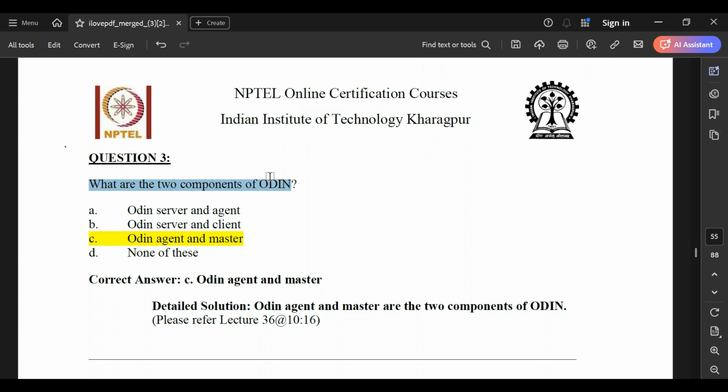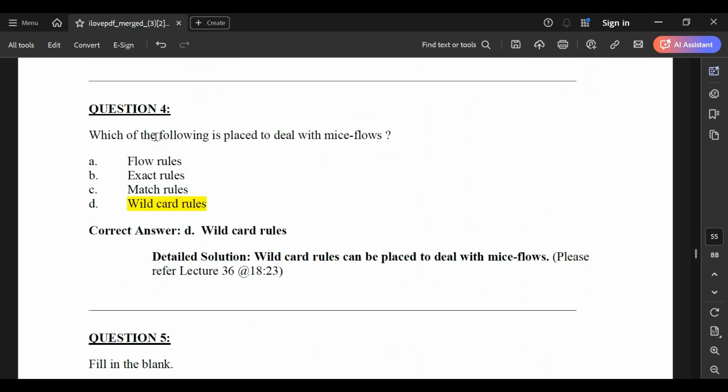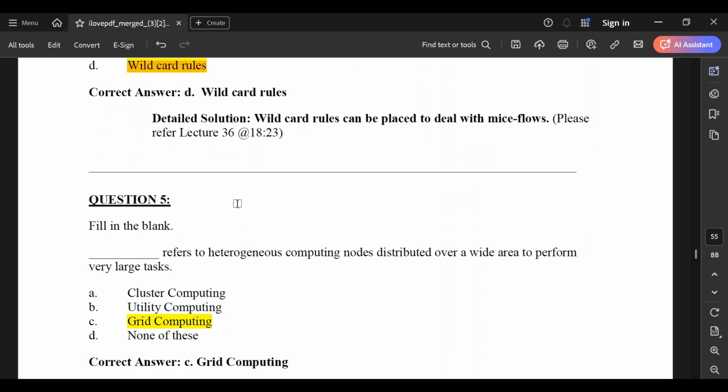What are the two components of Odin? So Odin agent and master is there. Which of the following is placed to deal with mice flows? So wildcard rules are there. So you can handle mice flows with wildcards.